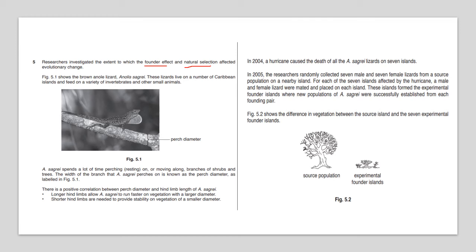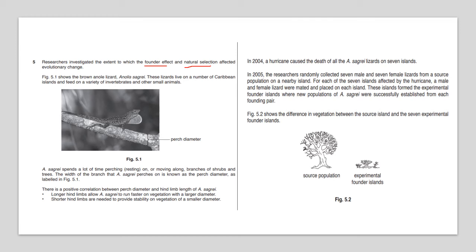Longer hind limbs let the lizard run faster in vegetation with a larger diameter, and shorter hind limbs are needed to provide stability on vegetation of a smaller diameter. I hope we'll be able to remember all these details. If you can't, and you feel like this is just too much information, a suggestion would be at this point to find this question paper and download it so that you can look back when we're answering the questions. I'm also taking notes here just so that you know.